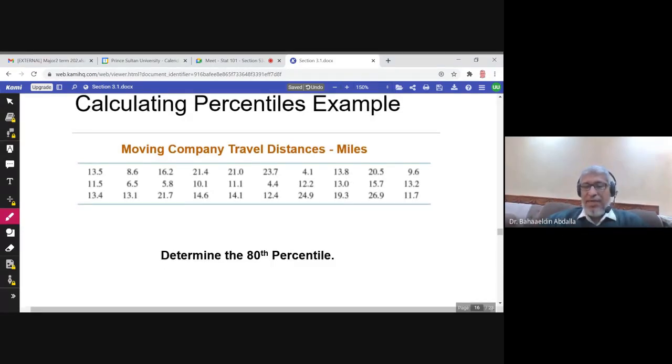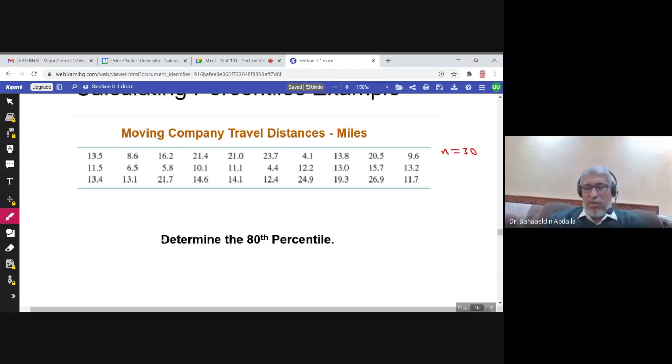Determine the 80th percentile. Well, how many data do I have here? 3 times 10, I have 30 values. Now, sort the data. I need to sort the data, and then I need to determine the index. So the index, i, for the 80th percentile: p is 80 over 100 times 30. This would give you 24. It is an integer. So the 80th percentile would be in the position between 24 and 25.